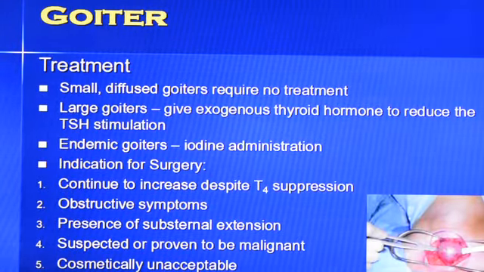Treatment for small diffuse goiters requires only observation. For large ones, we can go with dissection, surgery. Sometimes for smaller nodules, we can use exogenous thyroid hormone to reduce the TSH stimulation.